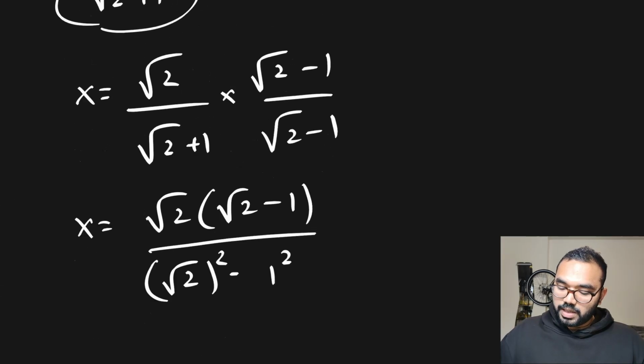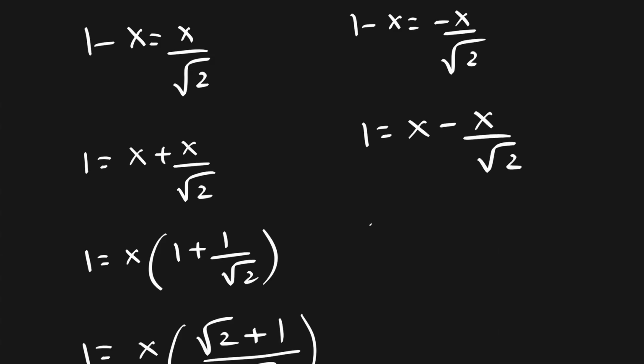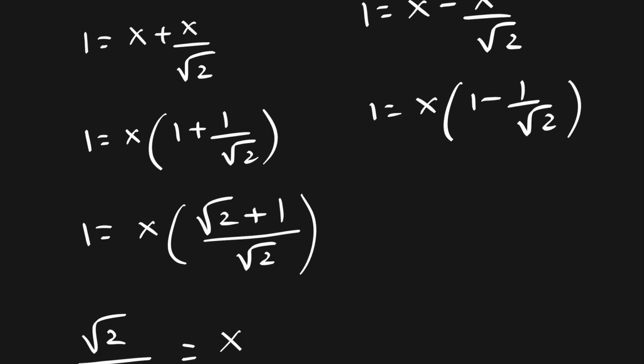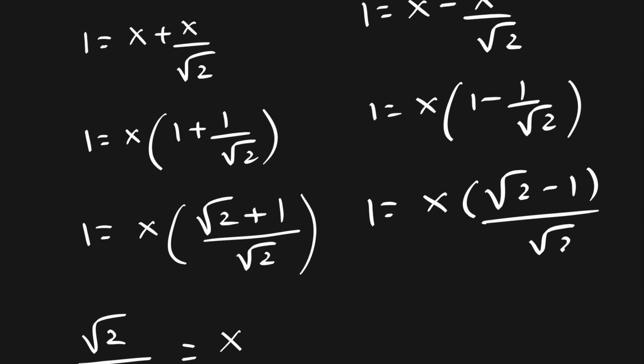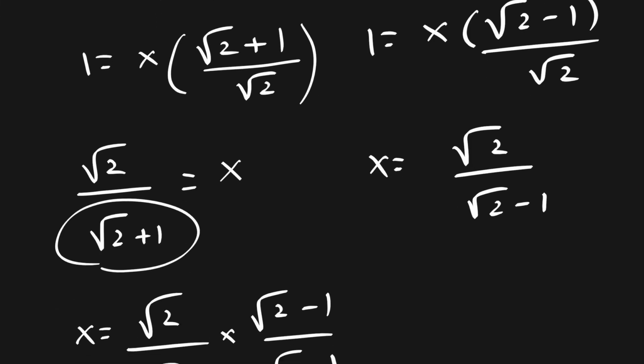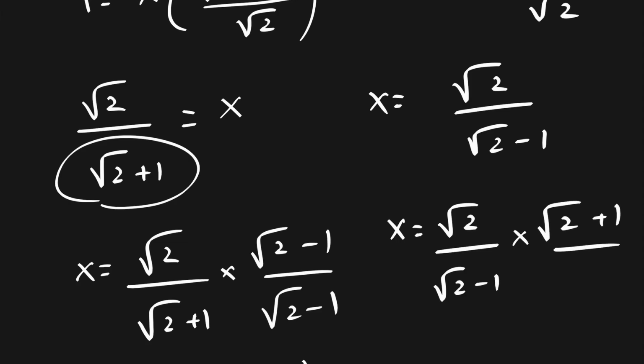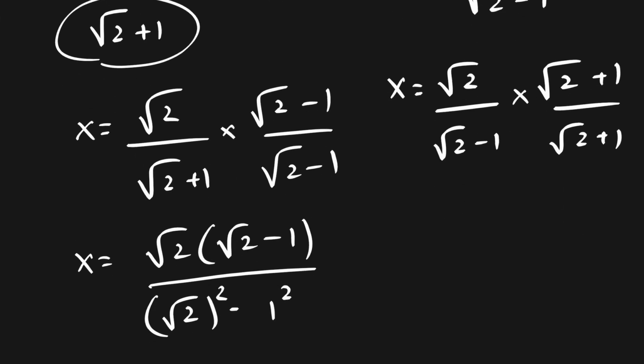Okay, let's solve for the negative x by square root of 2. Same process: bring x to the other side, it becomes 1 is x minus x by square root of 2. Take the x common, 1 minus 1 by square root of 2, and 1 is x times (square root of 2 minus 1) by square root of 2. Bring all the radicals to the other side: x is square root of 2 divided by (square root of 2 minus 1). Like we did for the other one, we will also rationalize this one. I multiply with square root of 2 plus 1, because the denominator is (square root of 2 minus 1) times (square root of 2 plus 1).